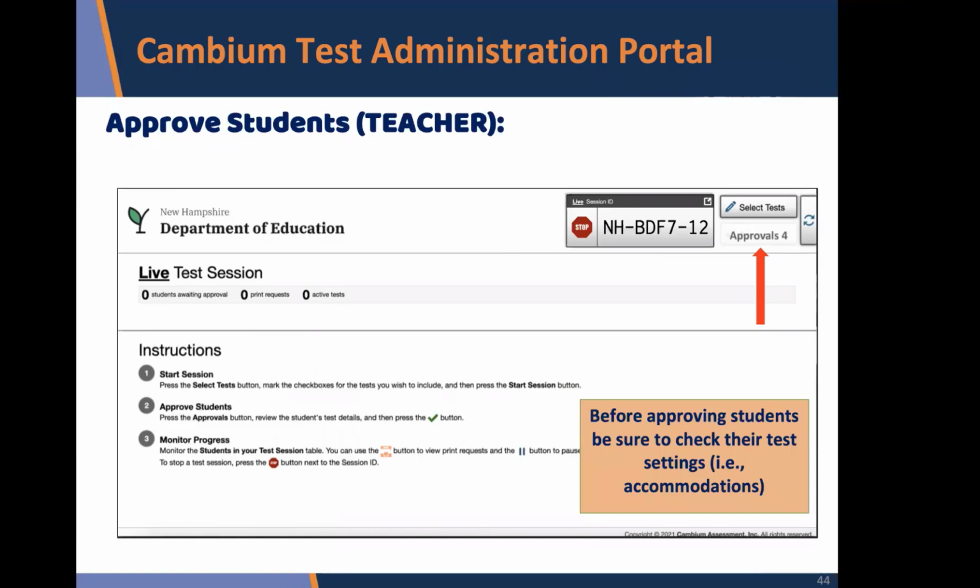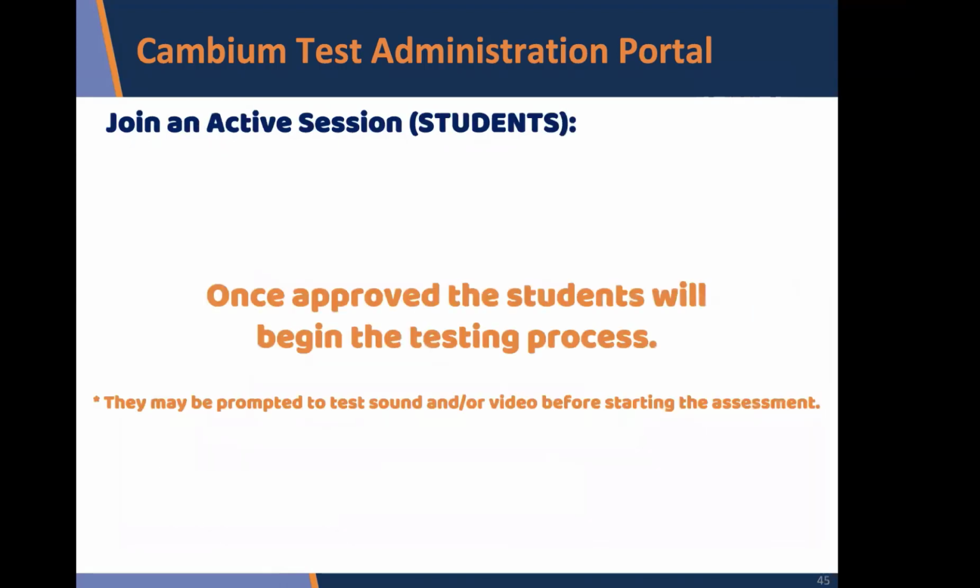Before approving students, you might want to make sure that if they have accommodations or anything like that, they're correct before you approve them. That's something we've found in the past that people might miss. So just make sure they have everything in there properly. And then once approved, the students will begin the testing process. Just like in the past, they'll be prompted to test your sound or test your video and all of that before they start their assessment.